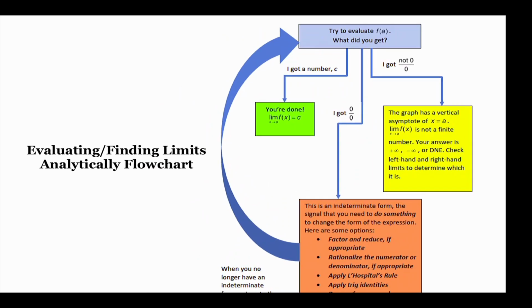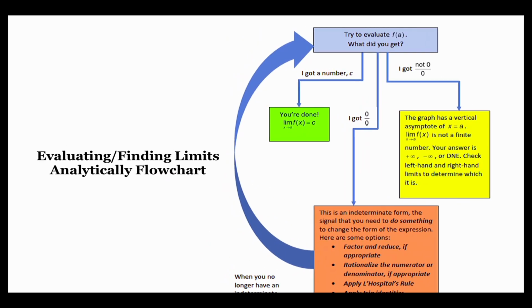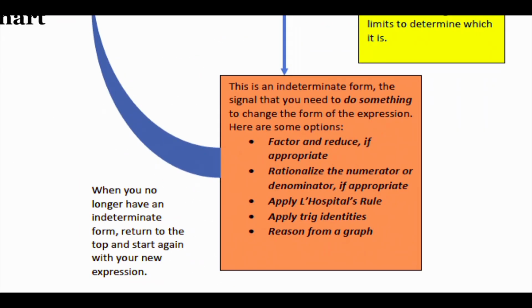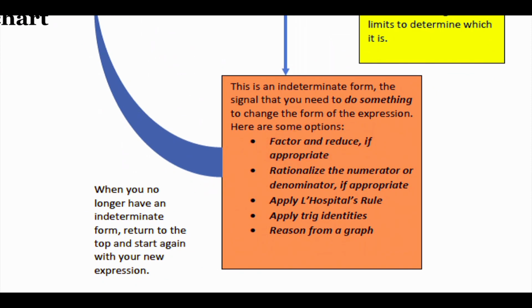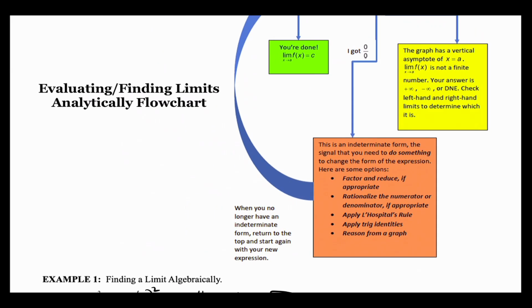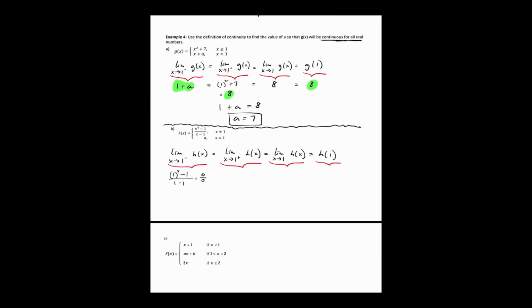When we first did, what happens if you plug in a number? Plug in a number you're done, right? If you plug in a value for a limit and you get a number, you're done. What happens if you get 0 over 0? Well, you're not done, right? We have to do one of these things. Factor, reduce, rationalize, one of those things, right? We're not quite done. It means there's work still left to be done.